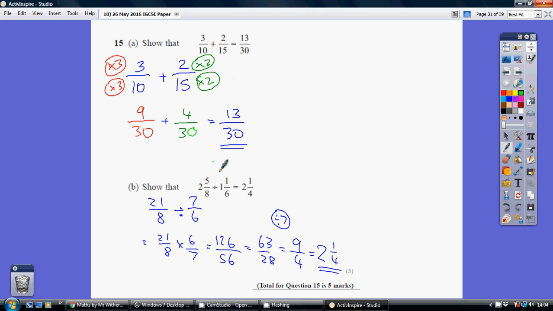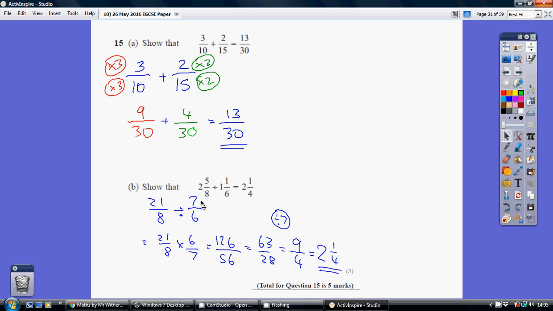Now for part B, we've got to show that this is the case. So step 1, we're going to focus on the left-hand side. Turn these from mixed numbers into improper fractions, top-heavy fractions. So 2 and 5/8 is the same thing as 21 over 8. Quick way of doing that: 2 8s is 16 and add the 5, 21.